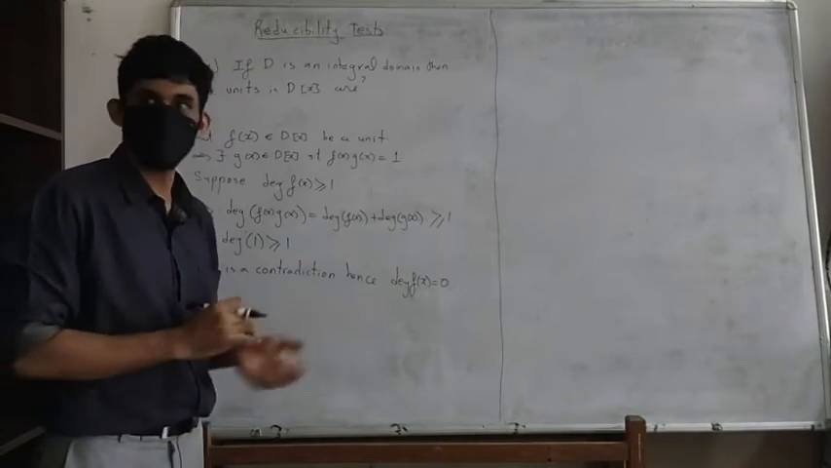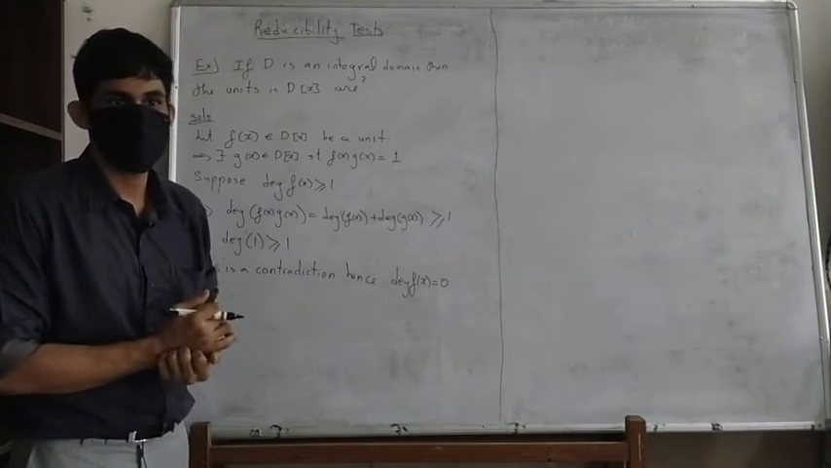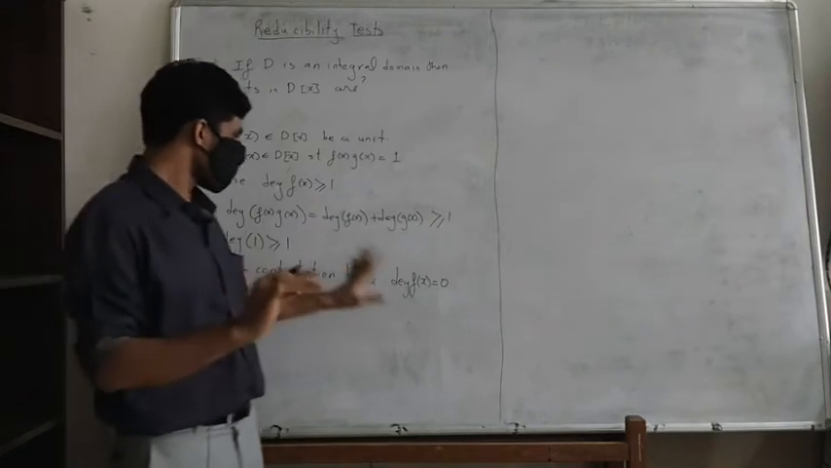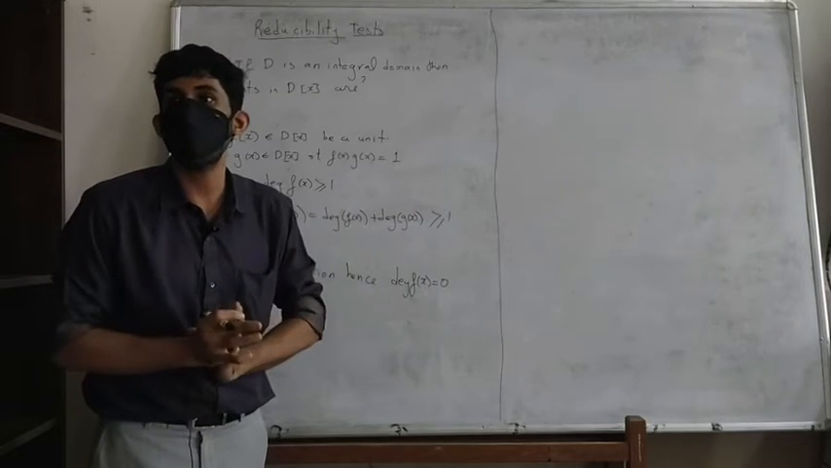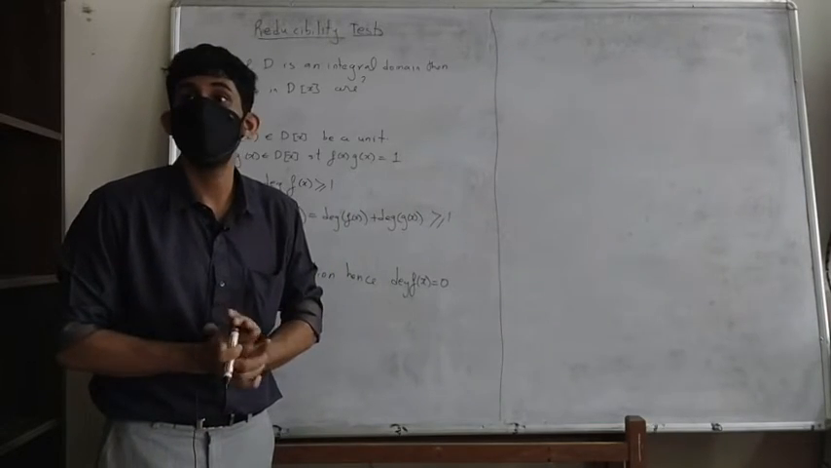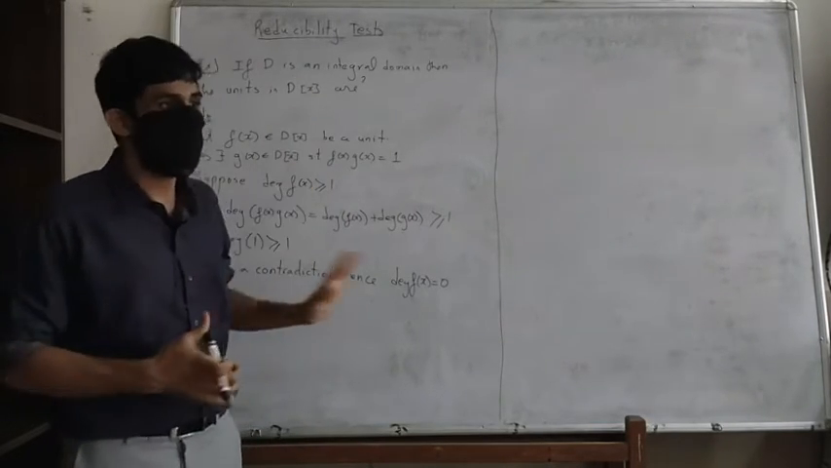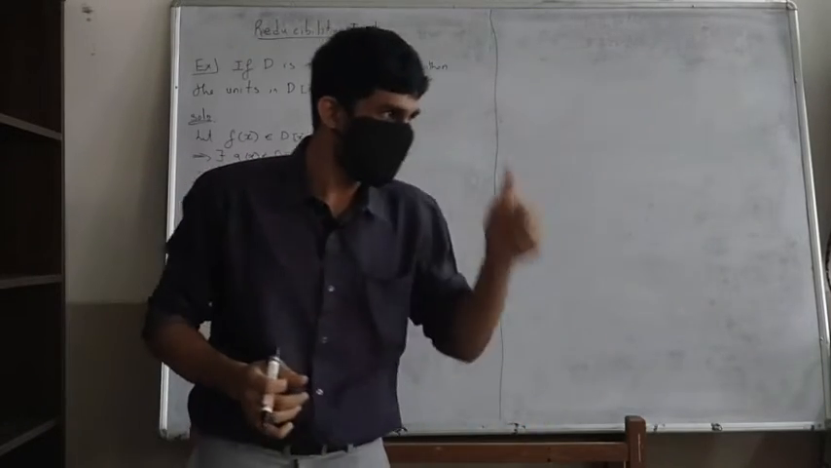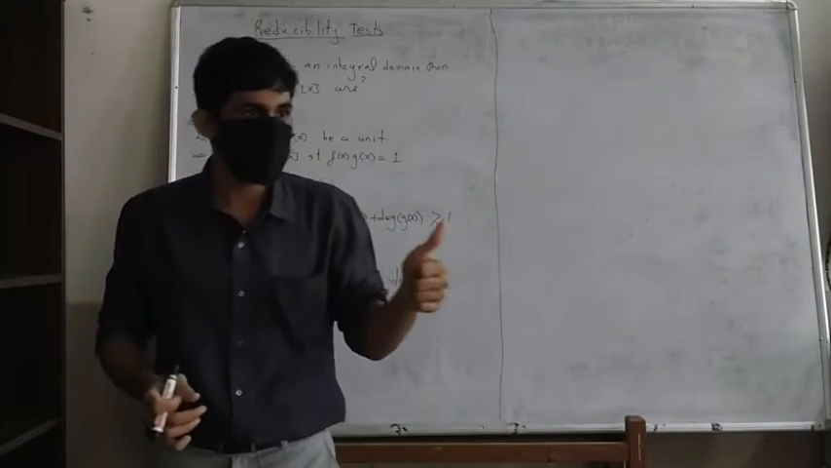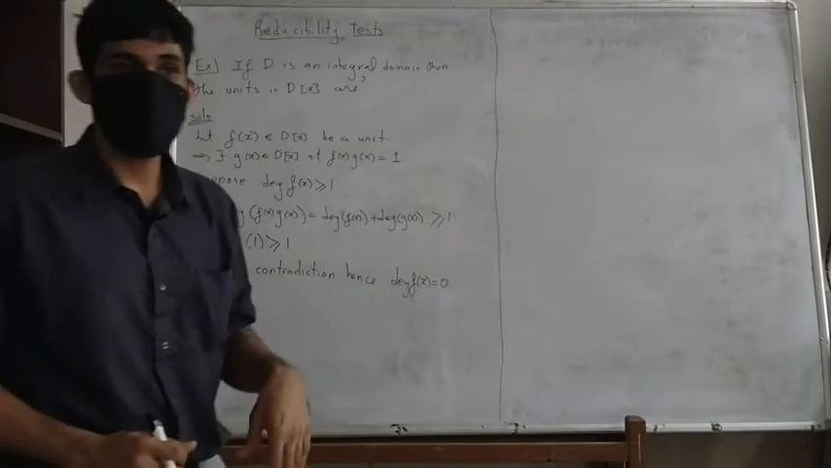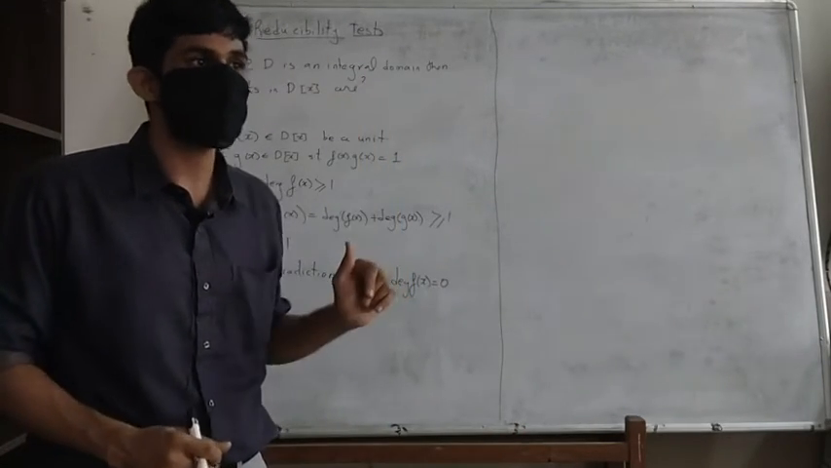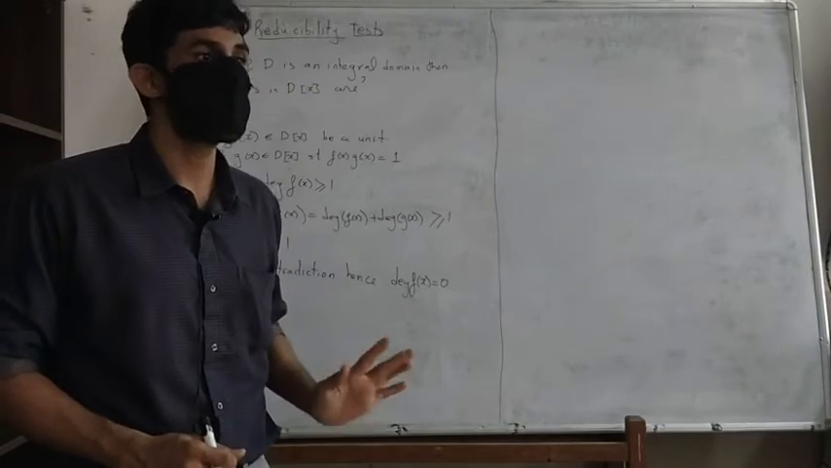What do you expect the units to be? I said all constant polynomials need not be units. Which constant polynomials are going to be units? The units in D are going to be units. Example, the constant polynomial 1 is going to be a unit. You multiply it to itself, you get back 1. Similarly, the constant polynomial minus 1 is going to be a unit.